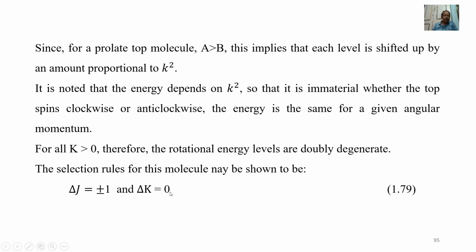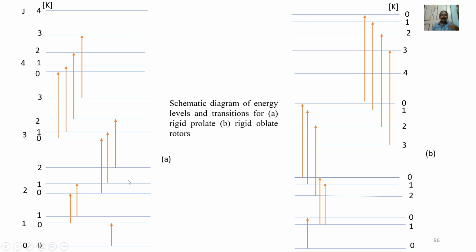And here are the energy levels and the transitions for rigid prolate on the right-hand side, and the left-hand side is rigid oblate rotors. These are the values of J, and these are the values for K. For example, when J equals 0, K becomes 0. When J equals 1, K will be 0 and plus or minus 1, where plus stands for clockwise and minus stands for anti-clockwise. For J equals 2, we have three values 0, 1, 2. For J equal to 3, we have four values 0, 1, 2 and 3, and it goes on.